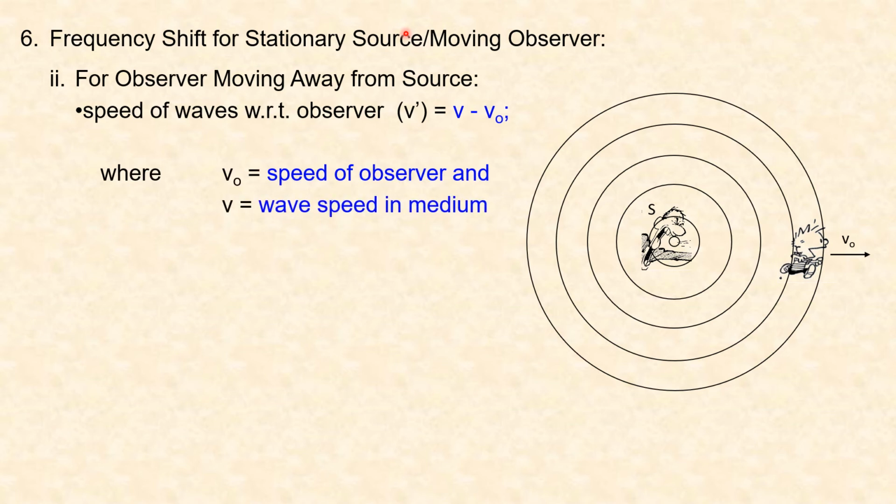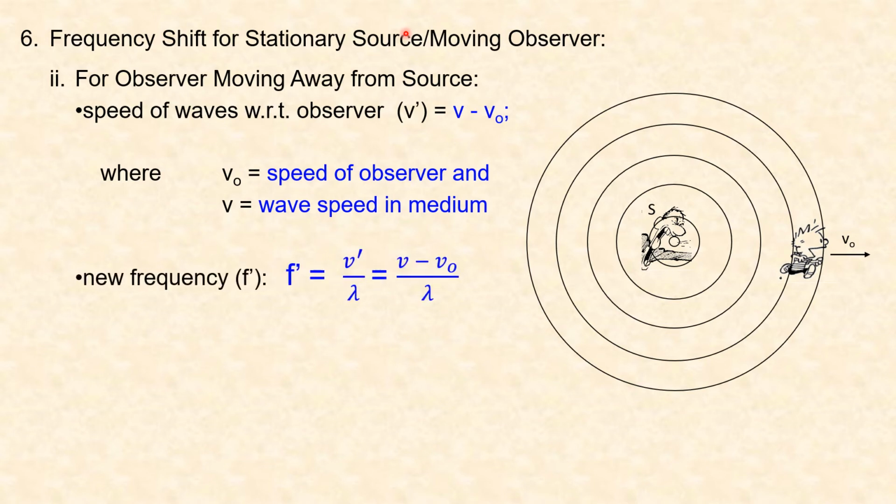So v is simply the wave speed in the medium, and we have to subtract the speed of the observer as Calvin moves away from the source of the sound. And we said that the new frequency, f prime, happens because not the wavelength changes, but the wave speed relative to the observer, v prime, changes. So we'll substitute in this expression right here.